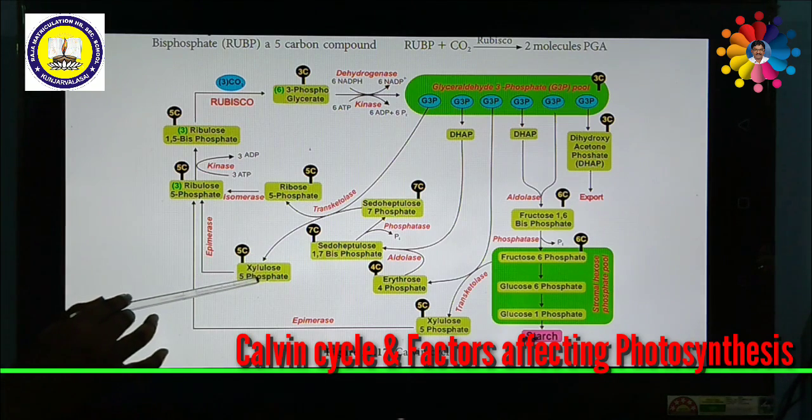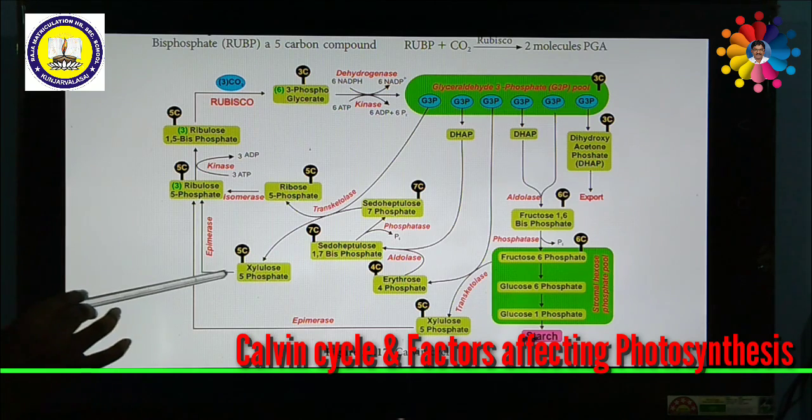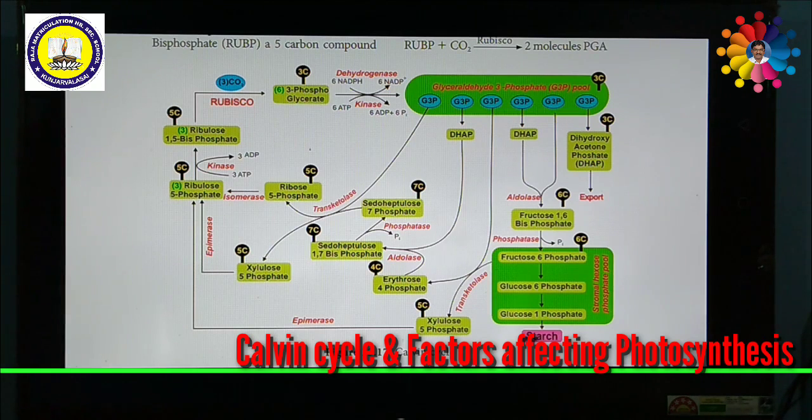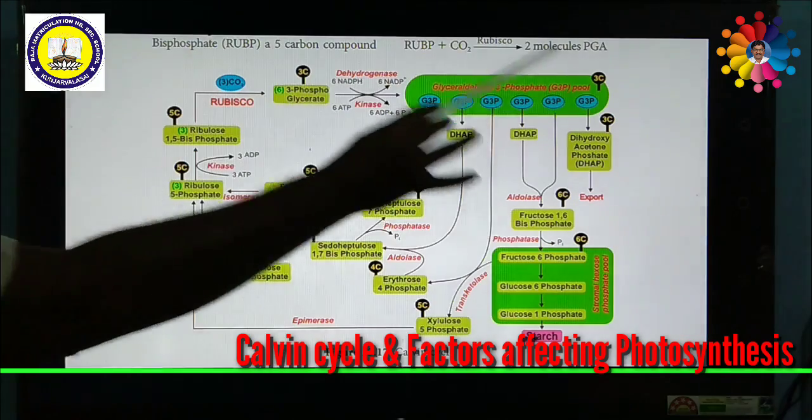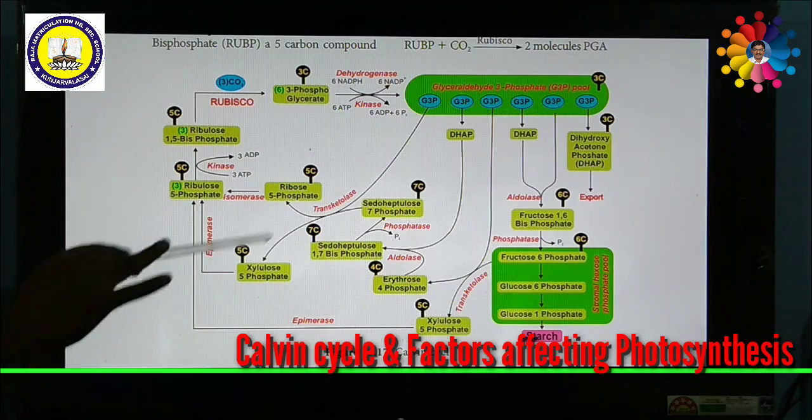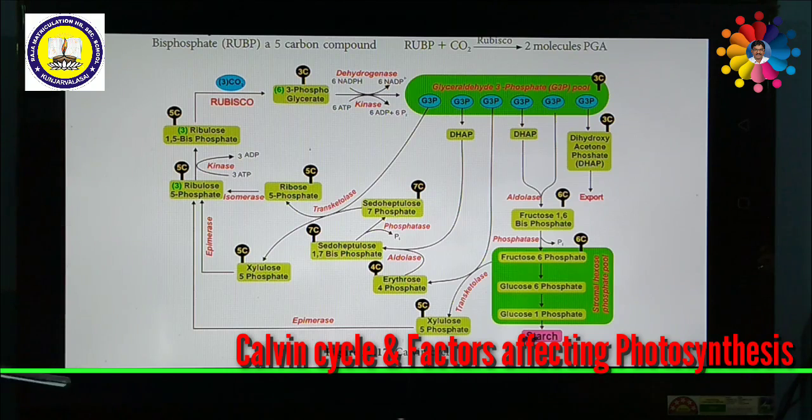Here it is formed xylose 5 phosphate here also. That is also converted into ribulose 5 phosphate by the enzyme called epimerase. Then ribulose 5 phosphate is phosphorylated with the ATP with the help of kinase enzyme to form once again regeneration of RUBP. That is ribulose 1,5 bisphosphate. So here carbon fixation, here reduction, here the regeneration. The 3 processes, called regeneration of RUBP, occur. So this is called as Calvin cycle. This Calvin cycle takes place without light energy. That is why these are called as dark reaction.